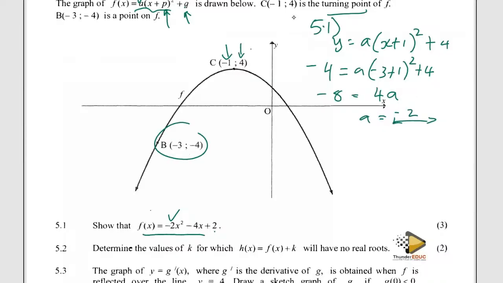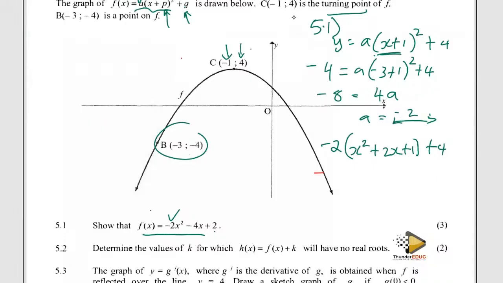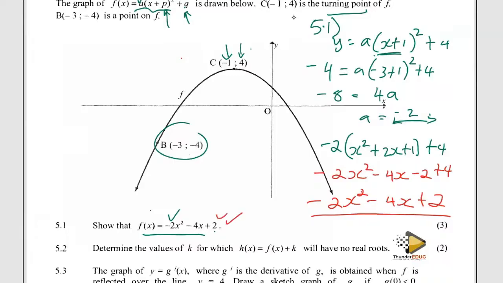which is that. Then let's replace this negative 2 back in the equation and we open it. So negative 2 into, when I open this bracket, I'll have x squared plus 2x plus 1. And then I have a plus 4. Let me open the bracket using 2. So it's negative 2x squared minus 4x minus 2 plus 4. So negative 2x squared minus 4x plus 2. I think that's what the question gave us.